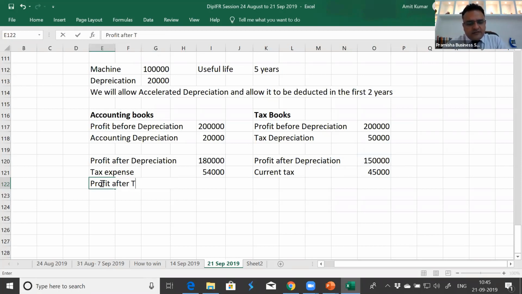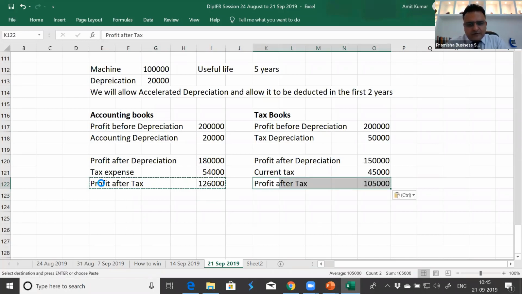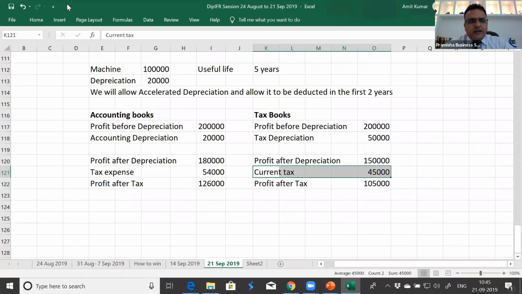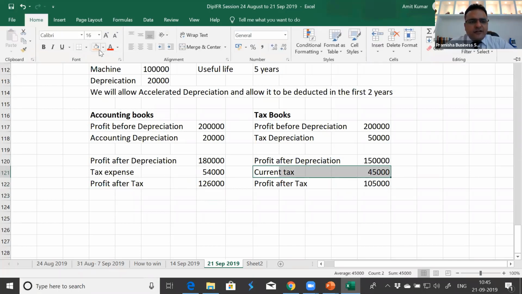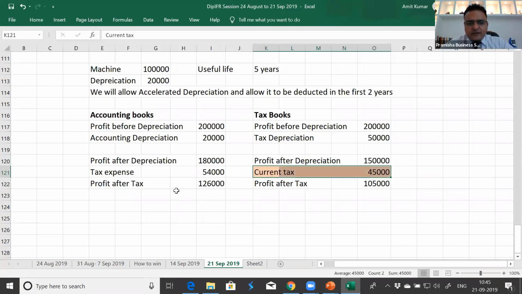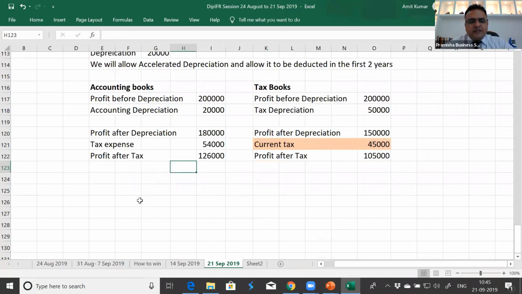Profit after tax. What are we responsible for? We are responsible for accounting. We are not responsible for tax computation. Profit after tax according to us is 126,000. We should be bothered by this amount. This figure is from computation of tax. We'll be only interested in this amount. But we'll account for income taxes according to the tax expense.